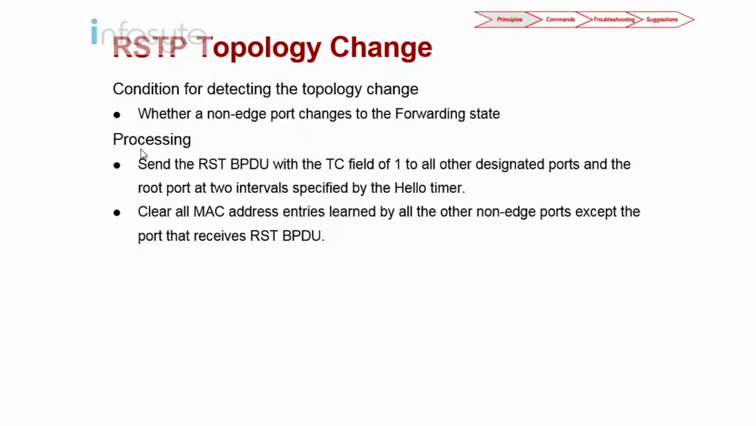So the processing of the topology change will be like this. First, it is going to send an RST BPDU with a TC field of 1, similar to STP, to all designated ports and to the root port at 2 intervals specified by the hello timer. So the hello timer by default is 2 seconds. So we have 2 times 2, equal to 4 seconds. Now once you receive this topology change notification, it is going to clear the MAC address entries learned by all the other non-edge ports except the port that received the RST BPDU. So this is the topology change on RSTP.